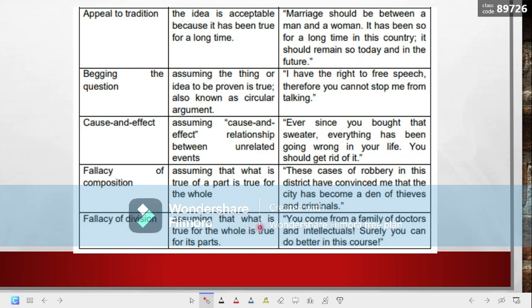Here, fallacy of division. Assuming that what is true for the whole is true for its parts. Like, example, you come from a family of doctors and intellectuals. Surely you can do better in this course. Okay? So this is also a fallacy because we know very well that no two individuals are alike. Everyone is unique. So you cannot compare one from or among the family members.